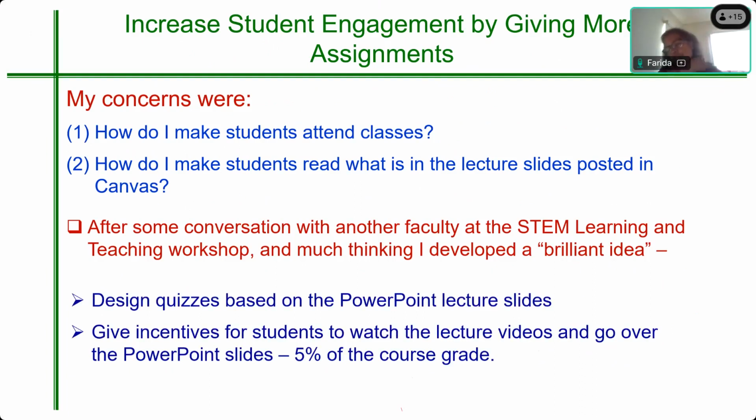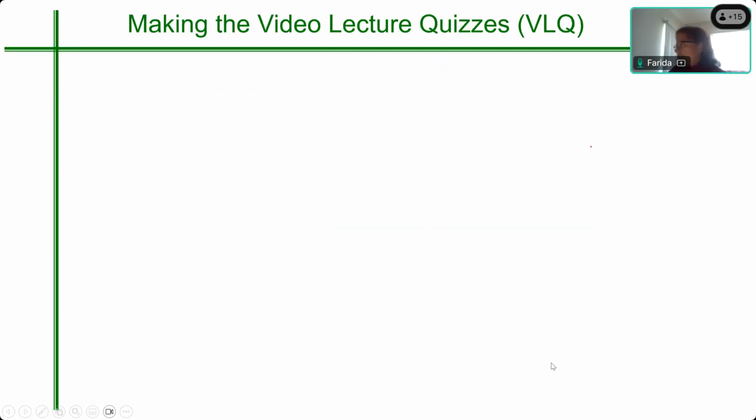And to give them incentives, because students would never listen to you no matter how many times you try to show them that it's better for their learning, unless you give them some kind of incentive with grades, they're usually not interested in doing that. So I assigned 5% of the course grade to some assignments. So now they have more assignments because they don't come to class.